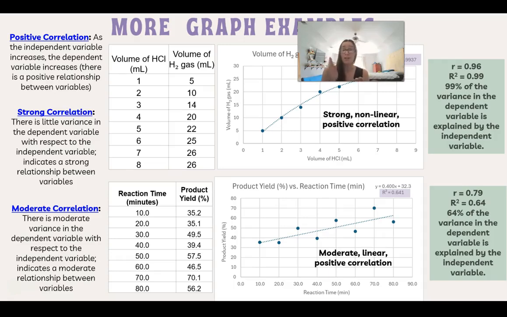Maybe there are some uncontrolled factors in your experimental design that you have not accounted for that is affecting your product yield. Or it could be there is some type of error in your experiment that you are not accounting for that is contributing to this variation. But if you have something that is a more moderate correlation, there are some things that you need to be talking about in your evaluation as to what explains this variability in your data.